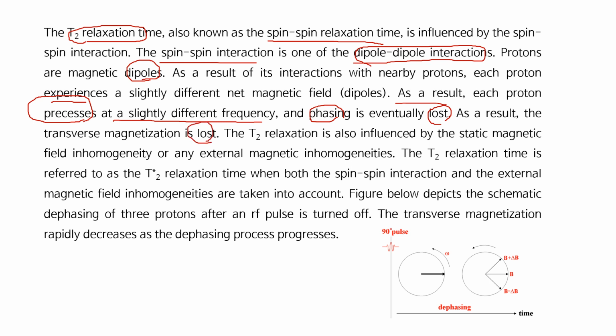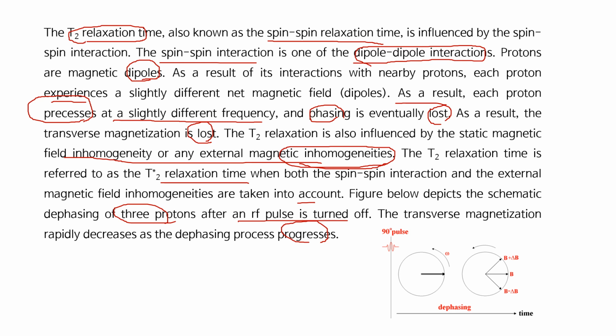The T2 relaxation is also influenced by the static magnetic field inhomogeneity or any external magnetic inhomogeneities. We already mentioned this behavior. The T2 relaxation time is referred to as the T2 star relaxation time when both the spin-spin interaction and the external magnetic field inhomogeneities are taken into account. The figure below depicts the schematic dephasing of these three protons after the RF pulse is turned off.